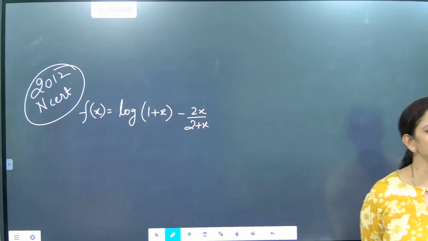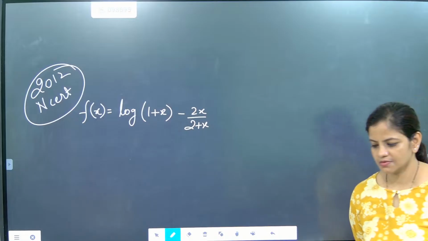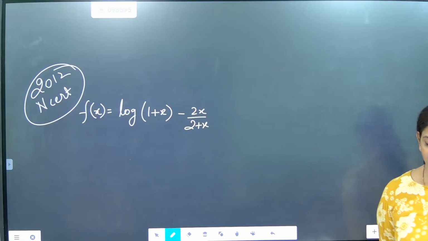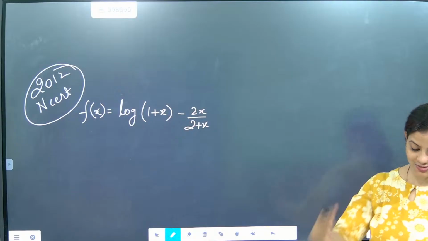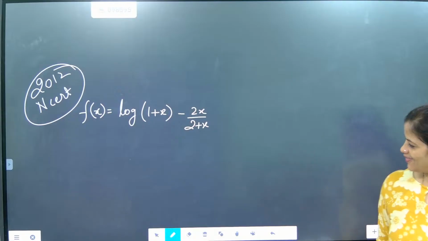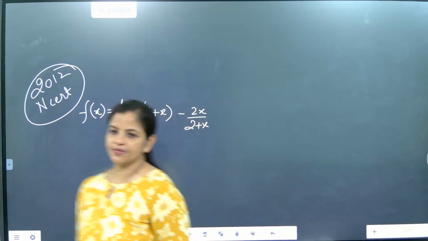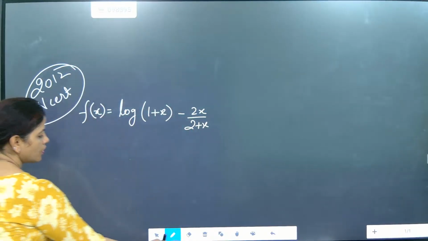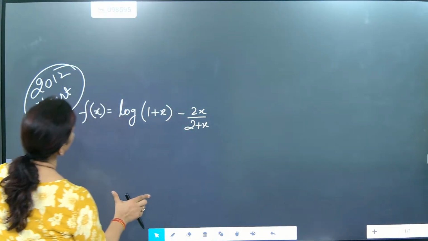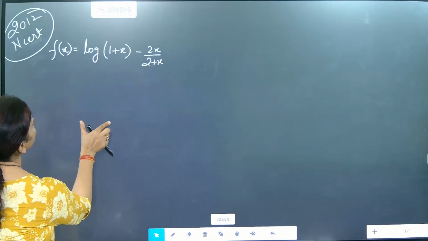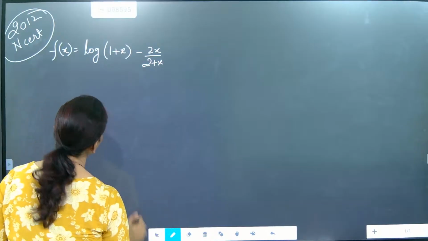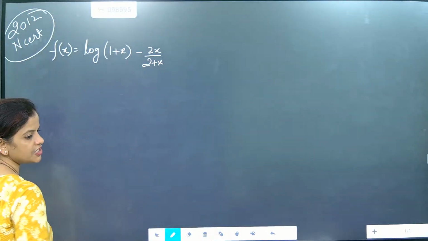Now shall we? Everyone is ready. Wow, super. That's the level of confidence you have. Okay, fine. Now look at it. I will do it. First we will shift it to this side and we will start differentiation.